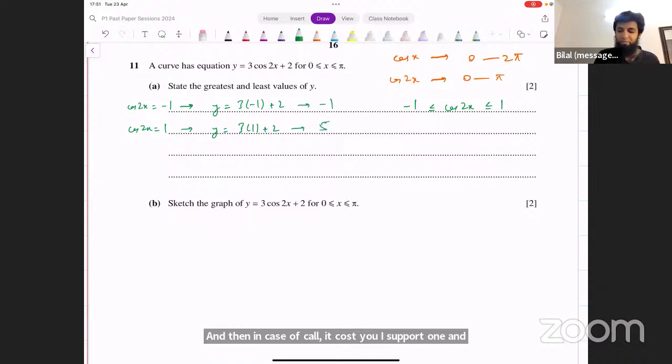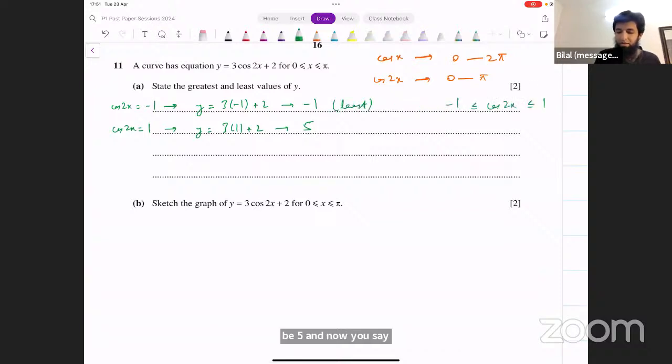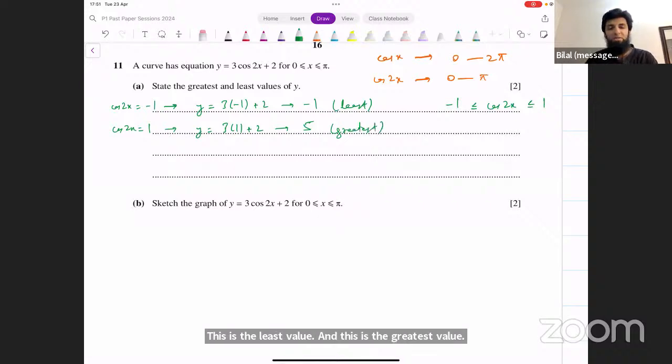And now you say this is the least value, and this is the greatest value. Just input 1 and then -1 in place of cos 2x. Why? Because the range of cos is from -1 to 1. These are the minimum and maximum values of the cos function. So just input those extreme values here, and that gives you the corresponding extreme values for y. Okay, that's the first part.